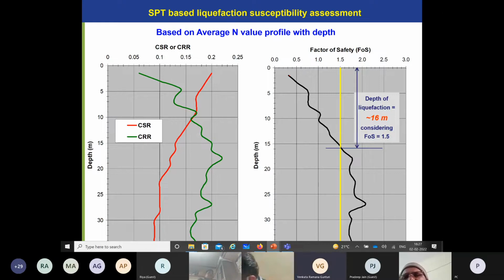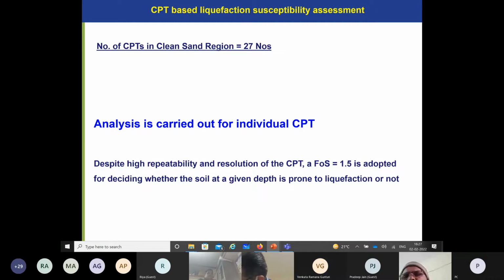So when you plot this curve and take 1.5 as the factor of safety, the depth of liquefaction comes to around 16 meters. Then we had about 27 CPTs conducted, and the analysis was carried out for each individual CPT.